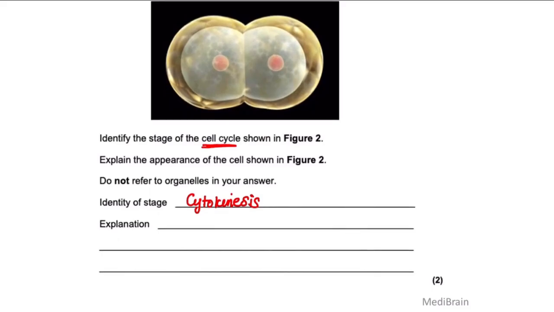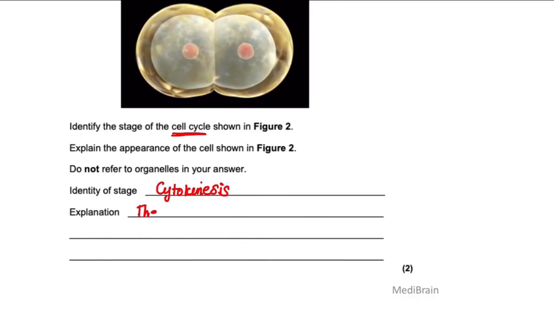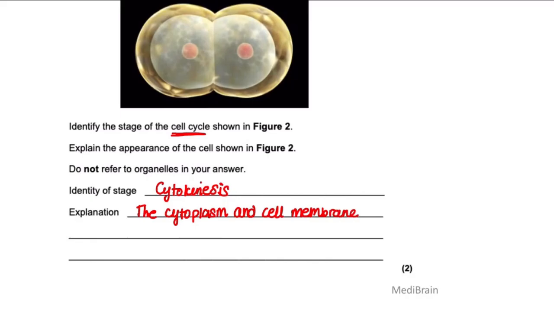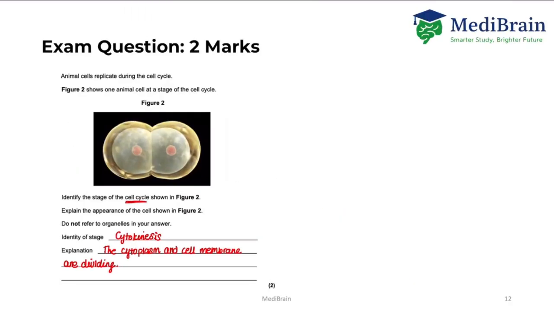Okay, we need to explain the appearance of the cell. So as we can see, we can just say that the cytoplasm is dividing. Okay, that's what we can see. We can see that the cytoplasm and the cell membrane are dividing. Okay, so that's what I would say for 2 marks.